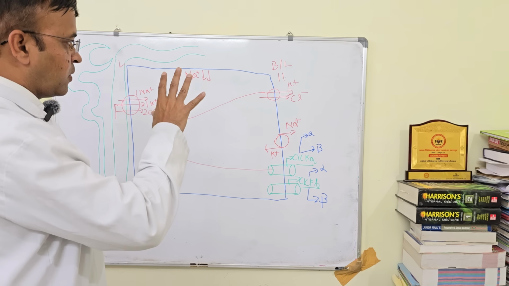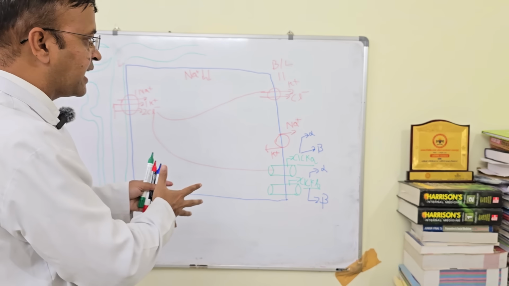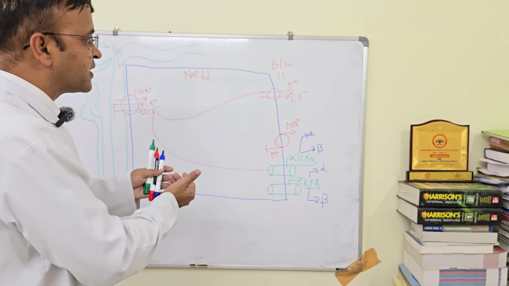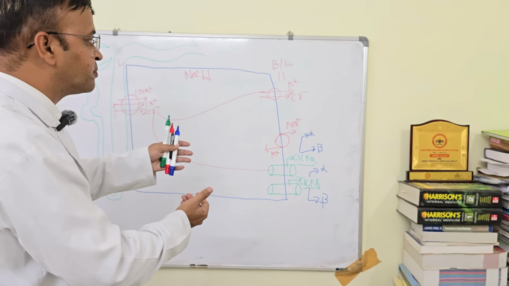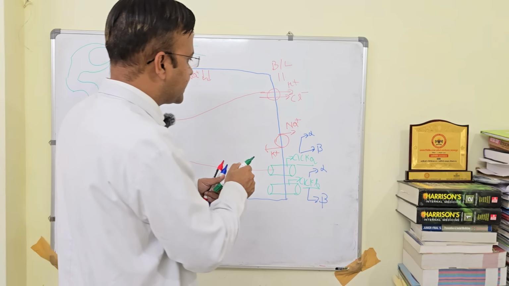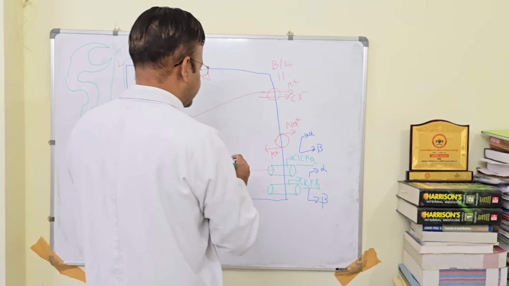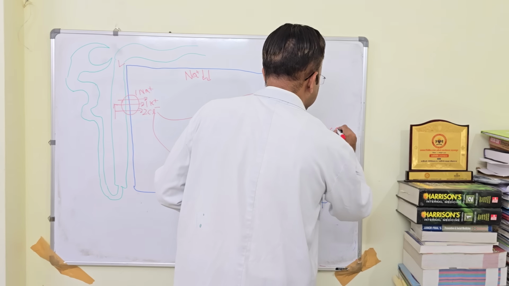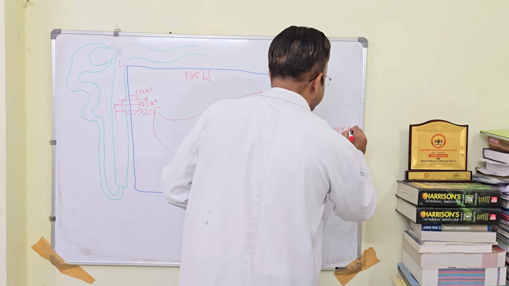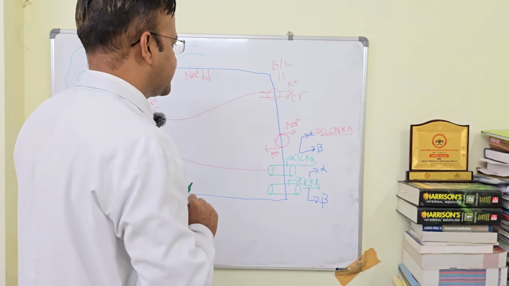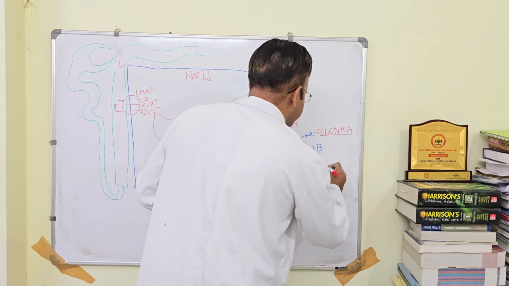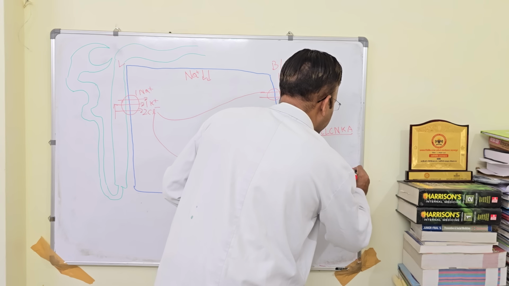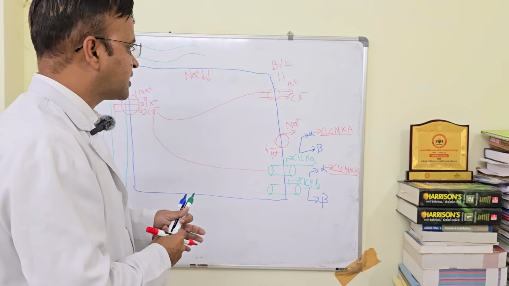Now, why do we need to know this? It will help us in understanding what type 3 Bartter syndrome is, and it will also help us in understanding the difference between type 4A and type 4B. We'll come to it. But first, we need to understand that the alpha subunit of ClC-Ka is coded by the CLCNKA gene, and the alpha subunit of ClC-Kb is coded by the CLCNKB gene.